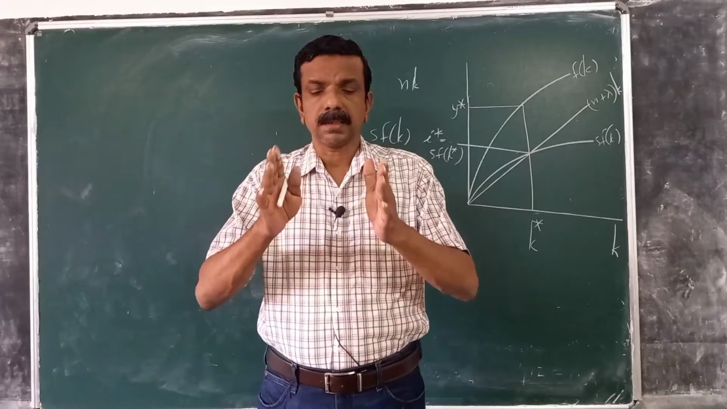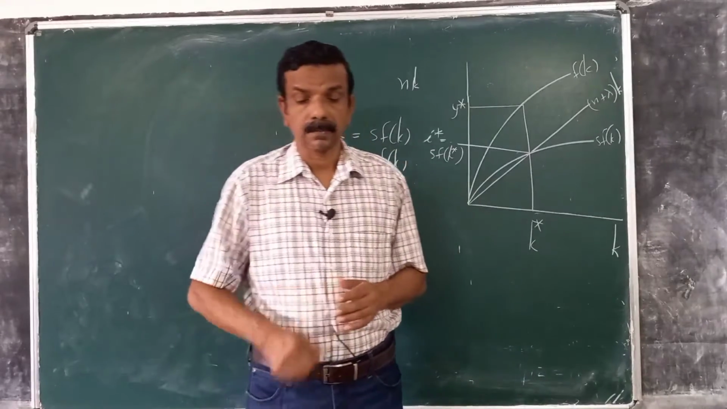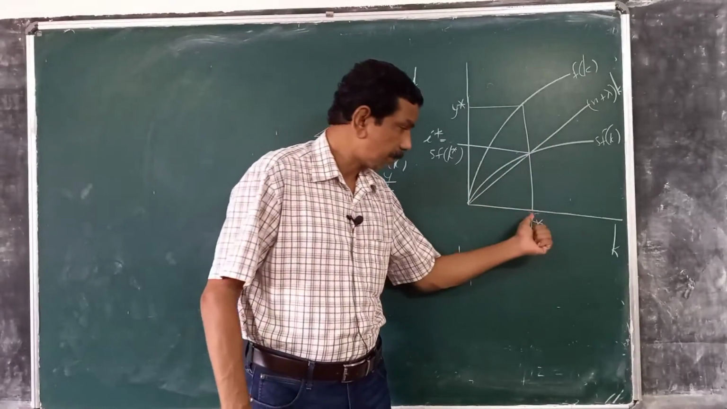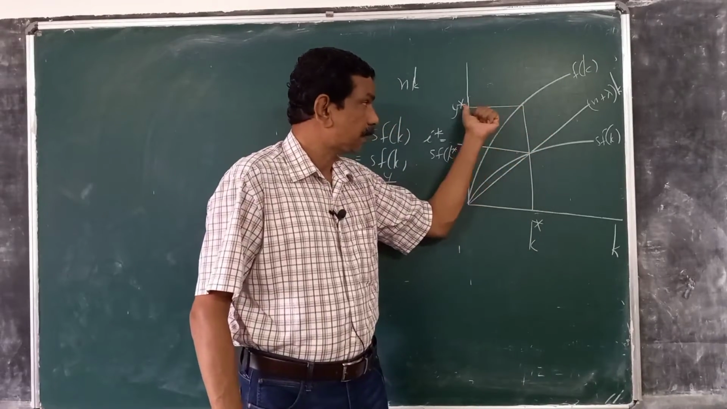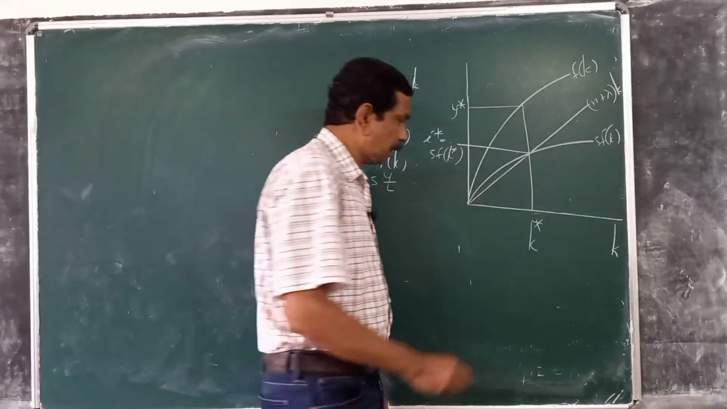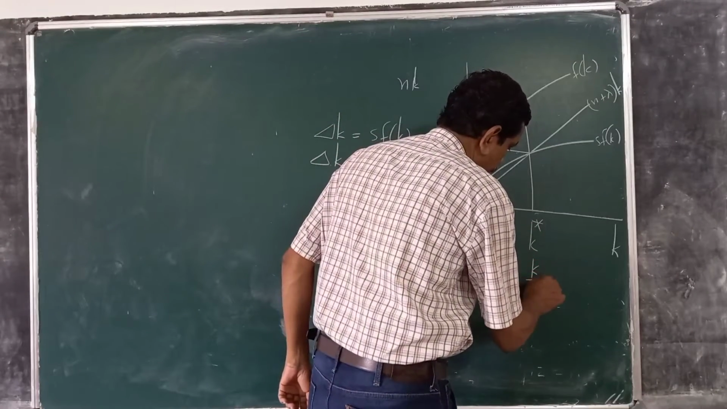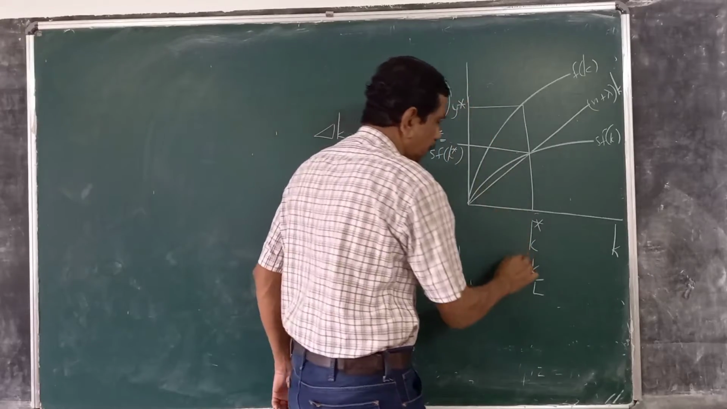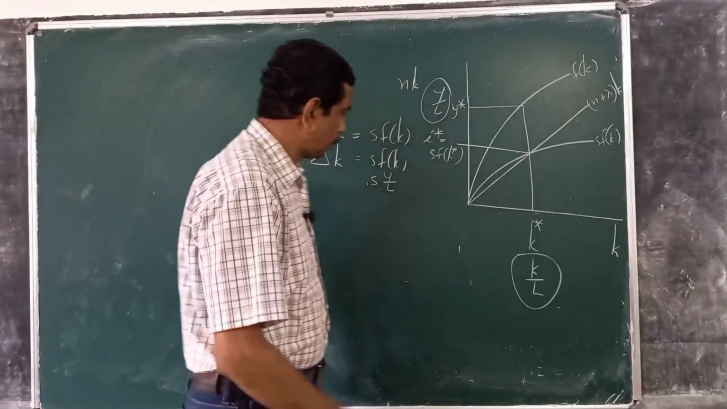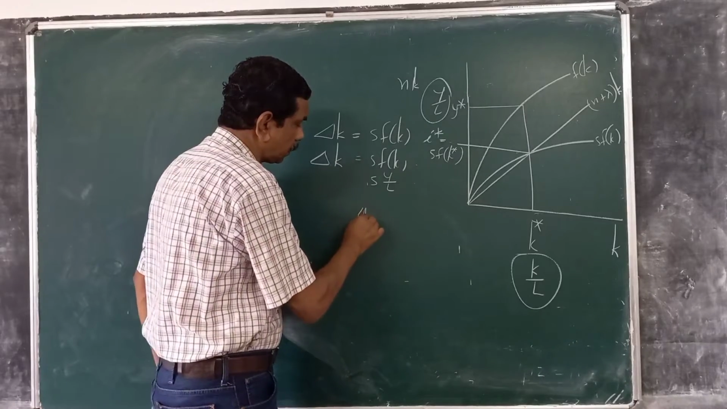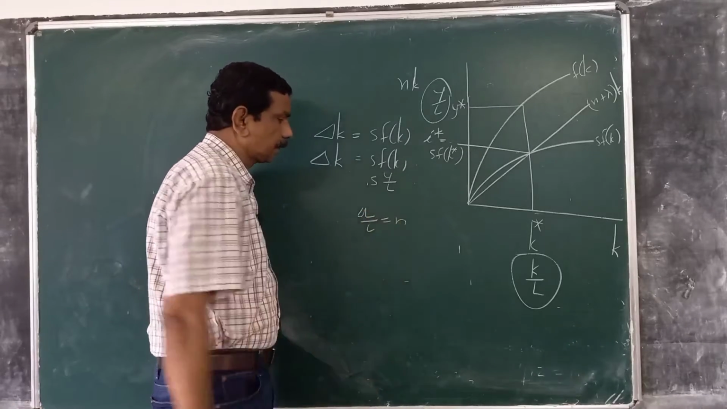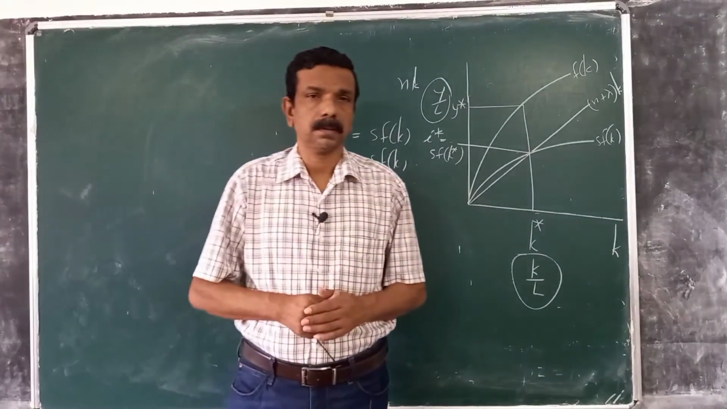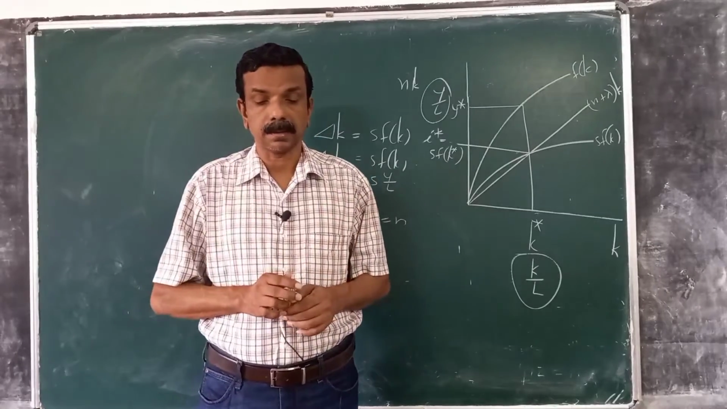So in the steady state with population growth, capital per head and output per head are constant. Consider this carefully. This is k by L and this is y by L. And the population is growing, that is delta L by L is equal to n. Population is growing at a rate equal to n. That point should be remembered.